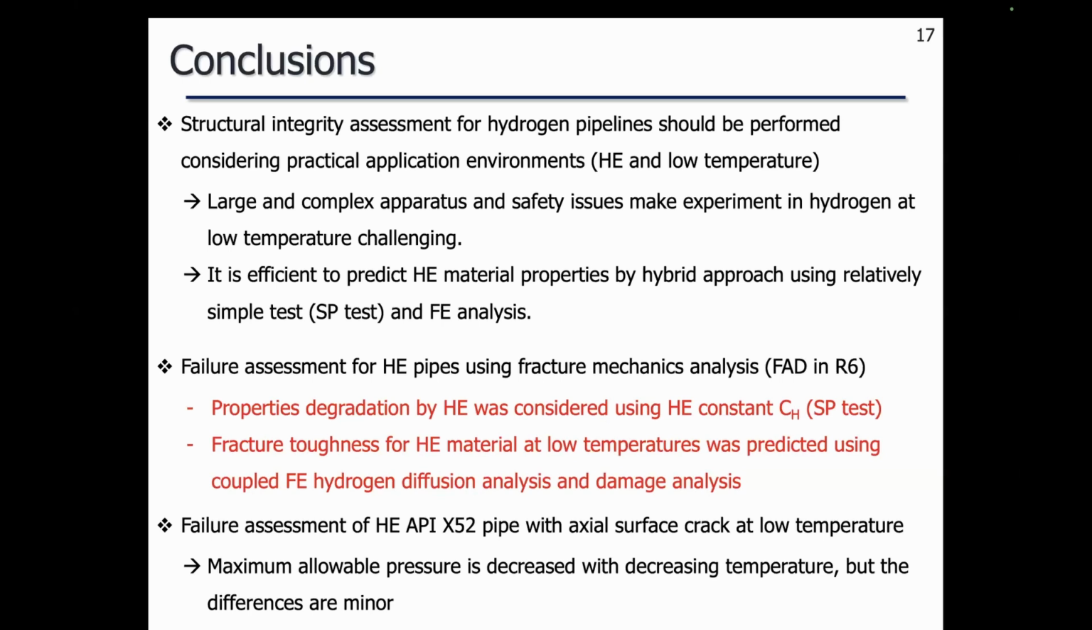And finally, the failure assessment for hydrogen embrittled pipes using the fracture mechanics analysis was performed. Here, the property degradation by hydrogen embrittlement was considered using CH, and the fracture toughness for the hydrogen embrittled material at low temperatures was predicted using the FE hydrogen diffusion analysis and damage analysis. And finally, the maximum allowable pressure Pmax decreased with decreasing temperature, but the differences were minor.